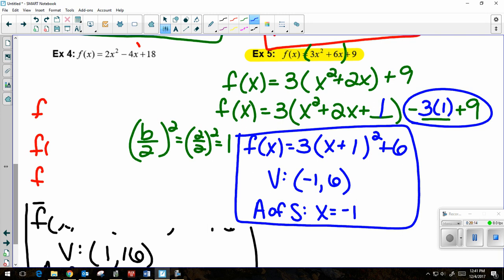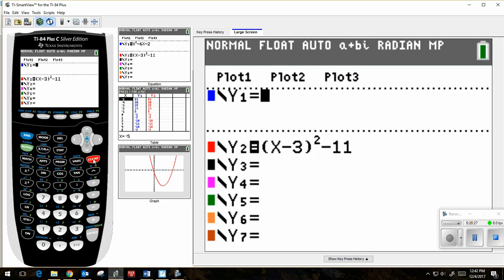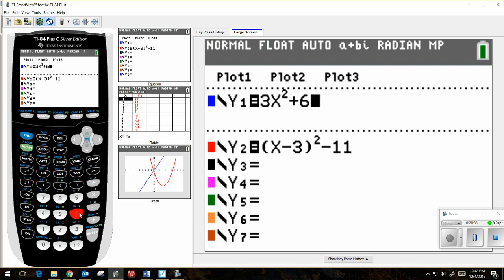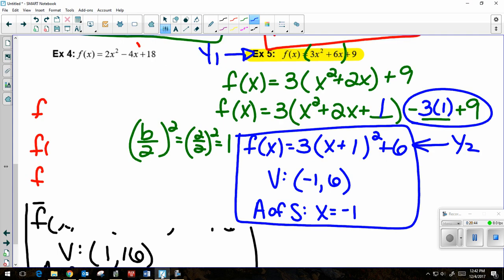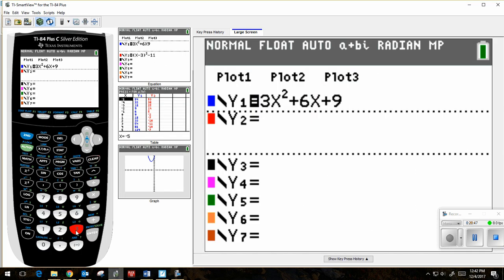Remember, the way to check this on your calculator is to take this original, put it in y1, and then take your answer and put it in y2 to make sure you have the same equation, so the same graph. So let's look at that. In y equals, in my original, I'm putting in 3x squared plus 6x plus 9. And then below, I'm putting in the equation that we created. So 3 times x plus 1 squared plus 6.